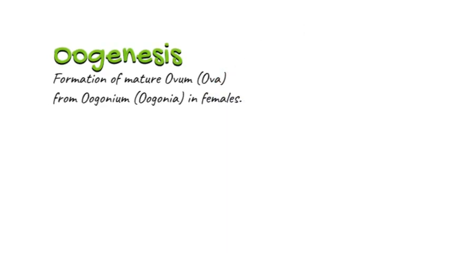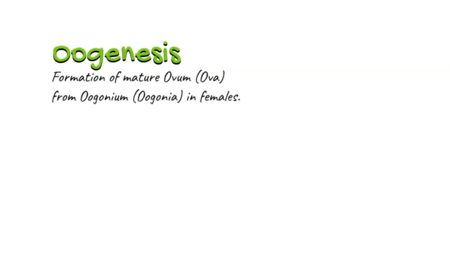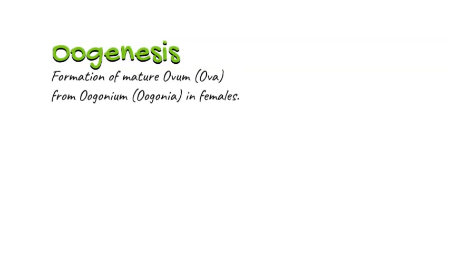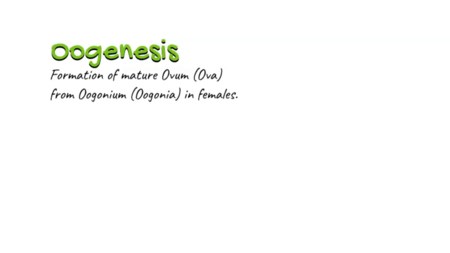And oogonium is the singular. And then if we're talking about more than one oogonium, then we would call it oogonia. And this happens only in females. So in males, you have the spermatogenesis, where you get sperm. And in females, you have the formation of ovum from the oogonium.